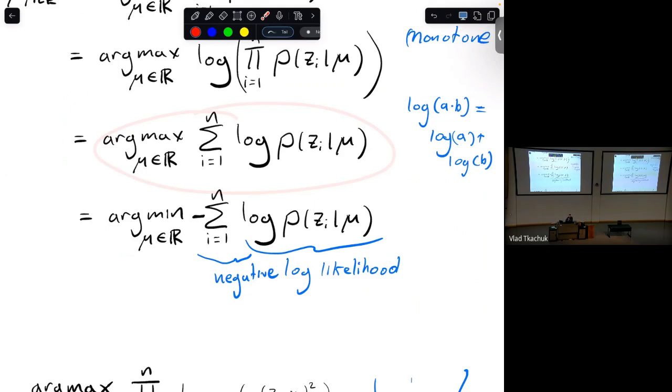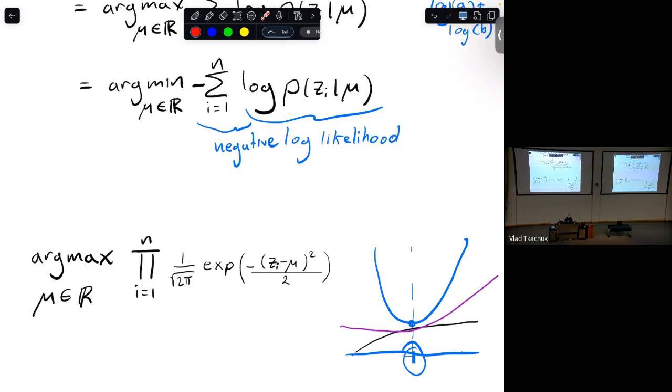Okay. And then next time we're just going to solve this argmin, which is a couple more lines of just taking a derivative and setting it to 0.